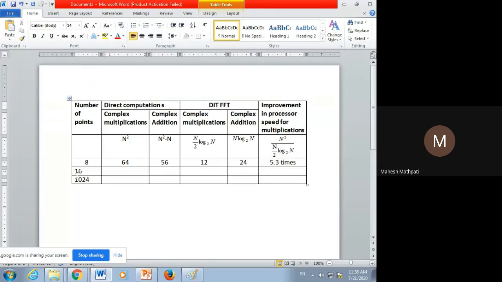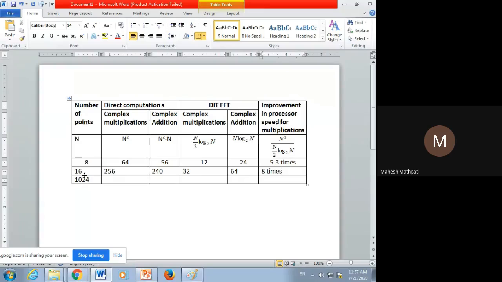Yes, sir. Suppose I take the number of points N as 16. Then what will be n square? It is 256. Then the number of complex additions required is 240. For this part it will be 32. You calculate it afterwards. Then again it is 64. And then it will be 8 times faster than the DFT. This will be again 8 times.